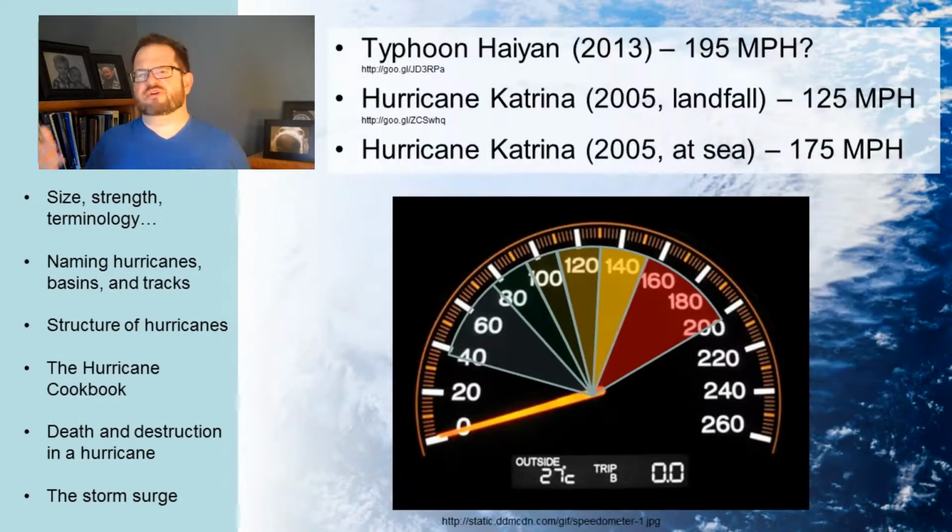And the strongest winds ever observed in a hurricane are somewhere in the neighborhood of, well, supposedly back in 2013, Typhoon Haiyan had winds of 195 miles per hour. There are some questions as to whether that observation is correct. And of course, Hurricane Katrina might be one that you're thinking about. At landfall, Hurricane Katrina had winds of merely 125 miles per hour, but way out in the Gulf of Mexico, she at one point had hurricane-strength winds at 175 miles per hour.